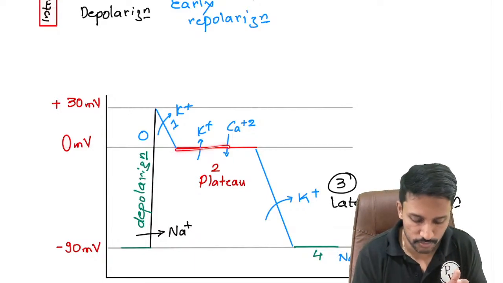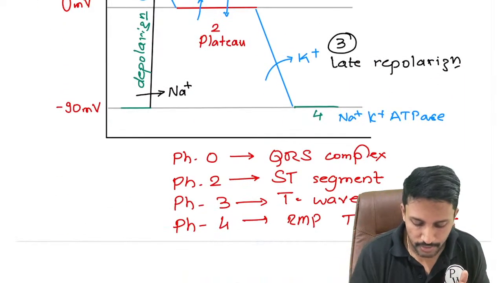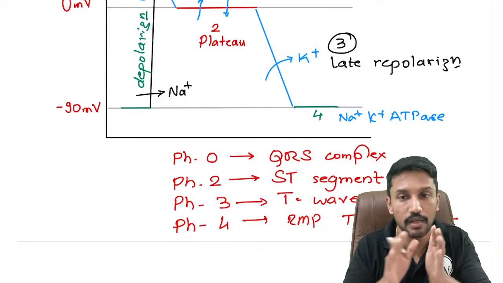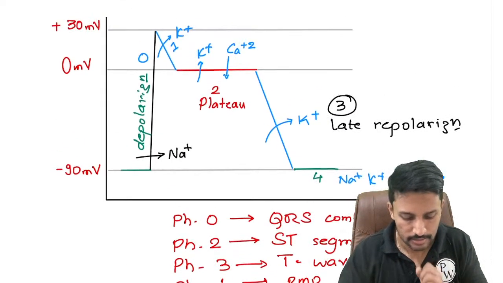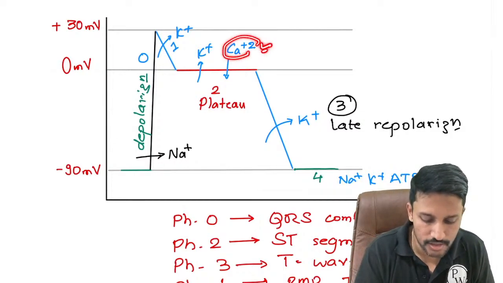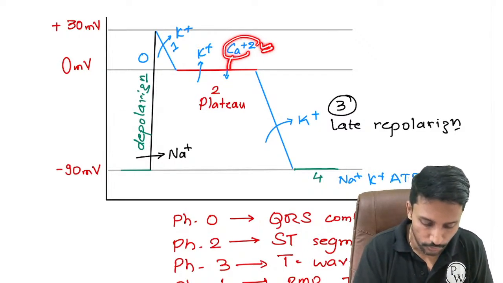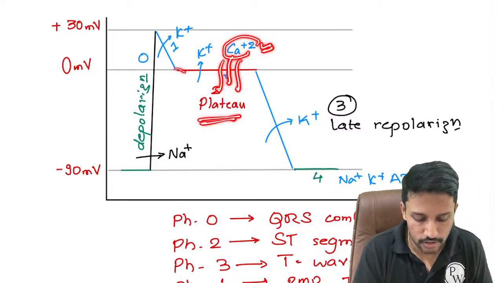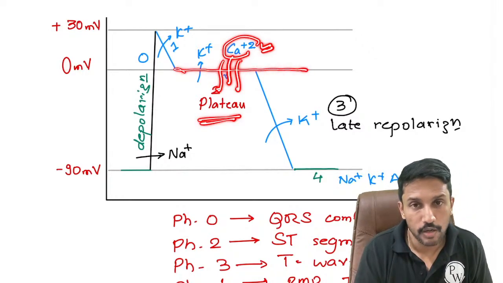And when the plateau phase becomes shortened, what is it reflecting on the ECG? The phase 2 plateau is reflecting the ST segment. So the ST segment becomes shortened, right? Similarly, if the calcium is low in the extracellular compartment, then for me to achieve sufficient intracellular calcium levels, it takes a longer time. So my plateau phase becomes prolonged.